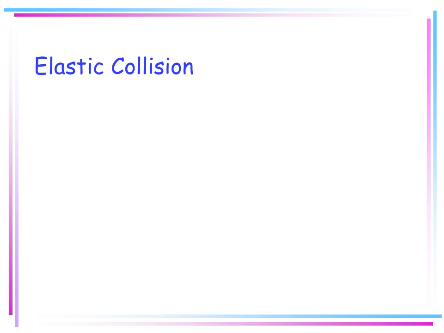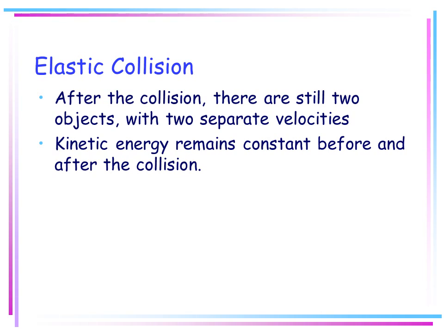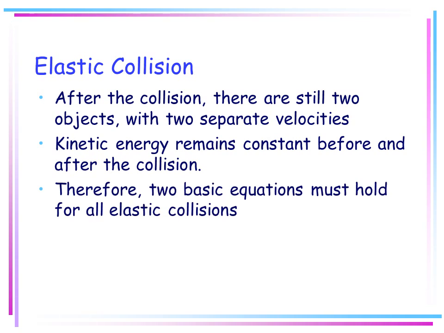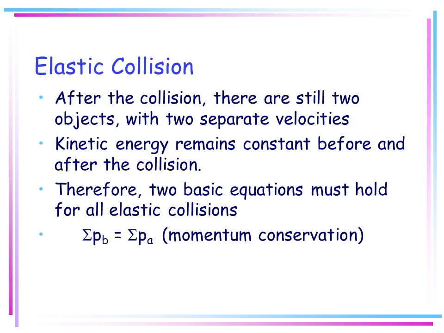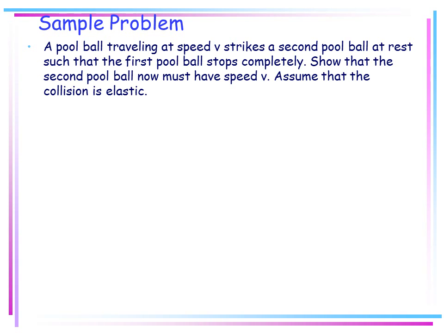All right, so an elastic collision. After an elastic collision, there are still two objects with two separate velocities. The kinetic energy of the system will remain constant before and after the collision with elastic collisions. So you have two basic equations that must hold for all elastic collisions. The sum of momenta before and after has to be constant, so momentum is conserved. And the sums of the kinetic energies before and after must also be equal.